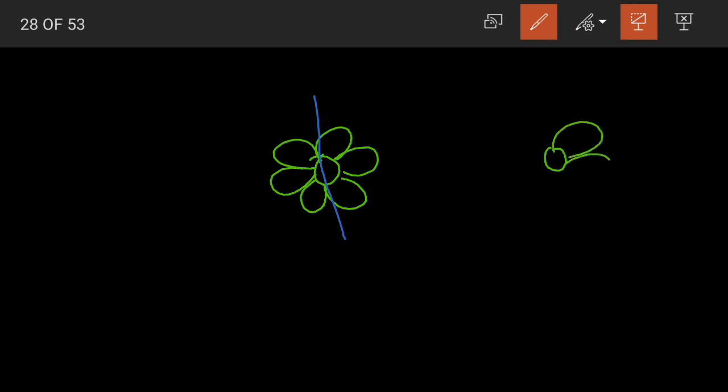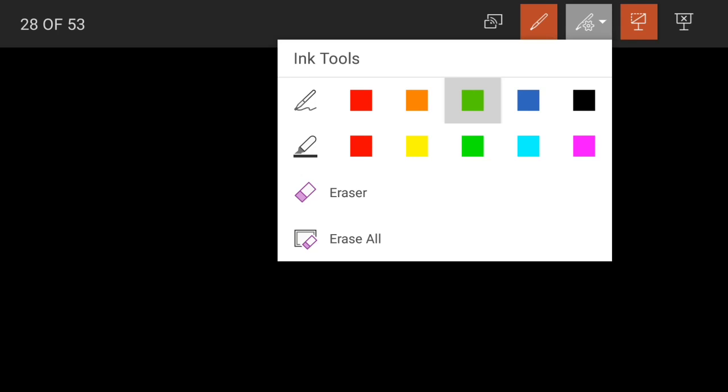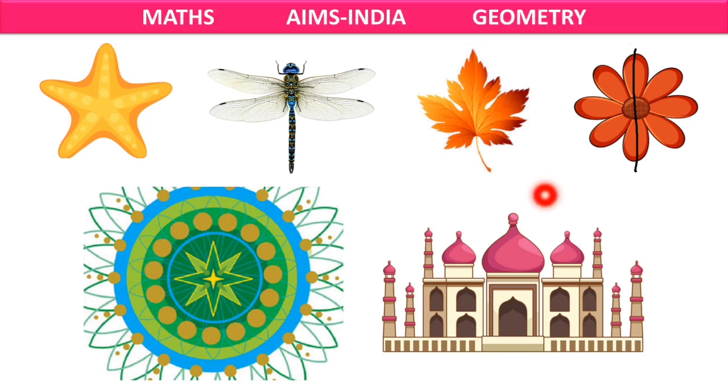Now suppose I draw something like this. Let us say that all the objects in nature follow symmetry. But not only the objects in nature, we have many man-made structures.